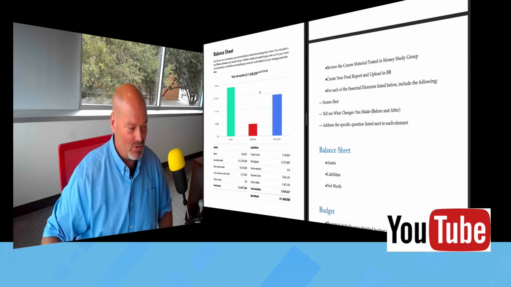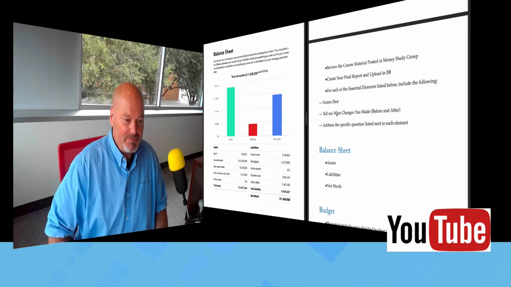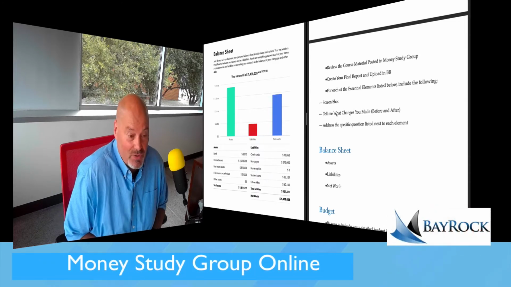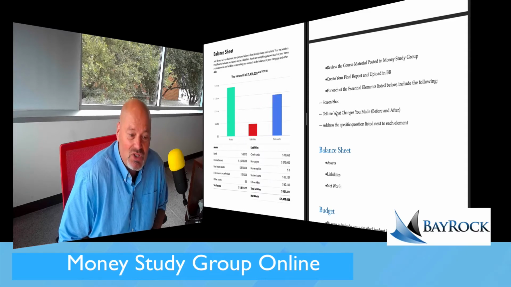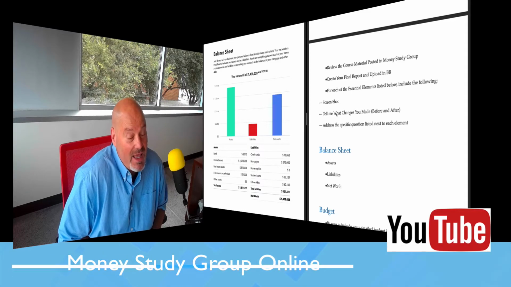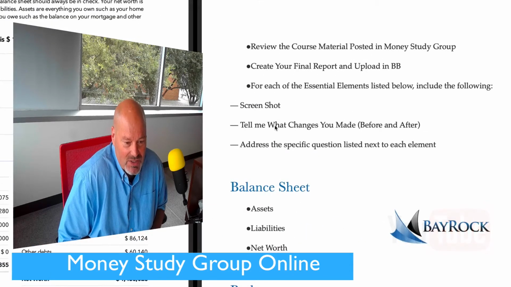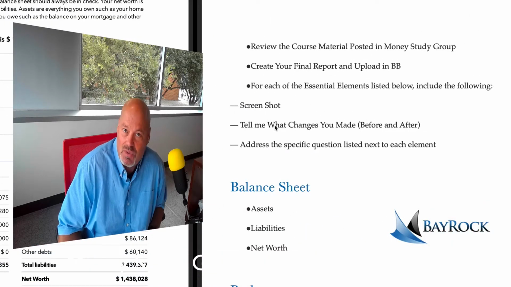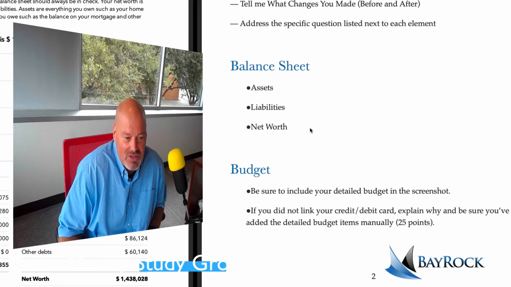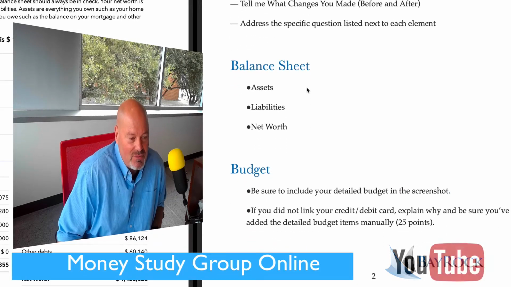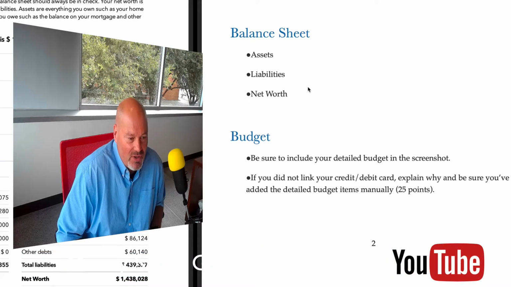So that's what we're looking at here. Again, you're going to jump in and take screenshots, and you're going to give me your input. You're going to tell me what changes you made before and after in your plan, and address the specific question listed next to each element. As we go through these elements, you're going to see that there are specific questions for each one, and they're pretty simple. Shouldn't take you very long.